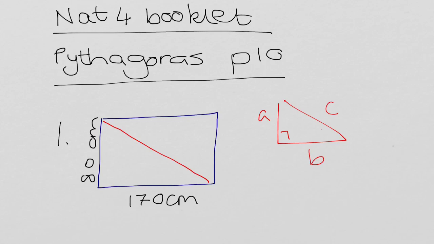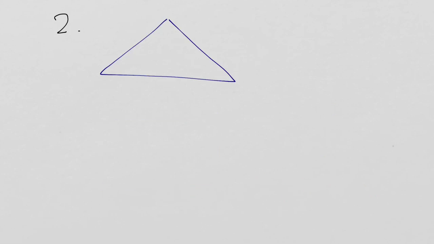So A, B and C triangle, a squared plus b squared equals c squared. You can work out the value of the diagonal. Question 2 is very similar. You're given an isosceles triangle this time. We need a right angle triangle, so we can cut it down the middle.